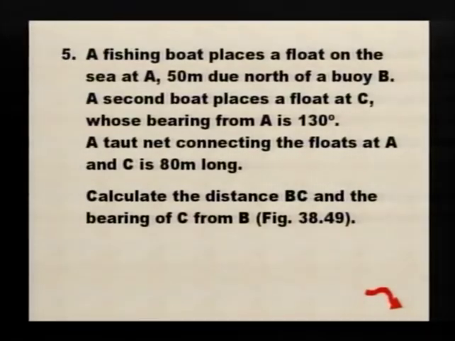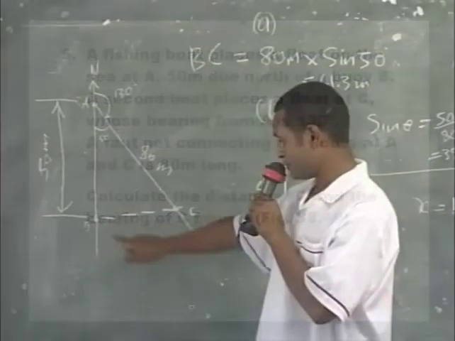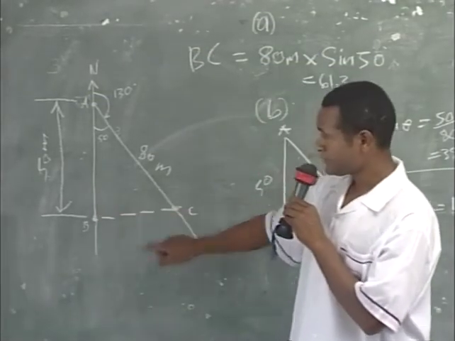Question 5 reads: a fishing boat places a float on the sea at A. It's asking for the bearing. The direction is the bearing. At A, which is here, subtract. How did you get 72? 50 meters due north of buoy B. The buoy is right over here. Why is that a right angle?